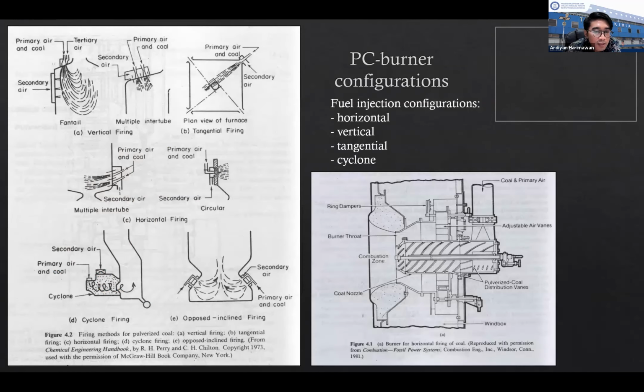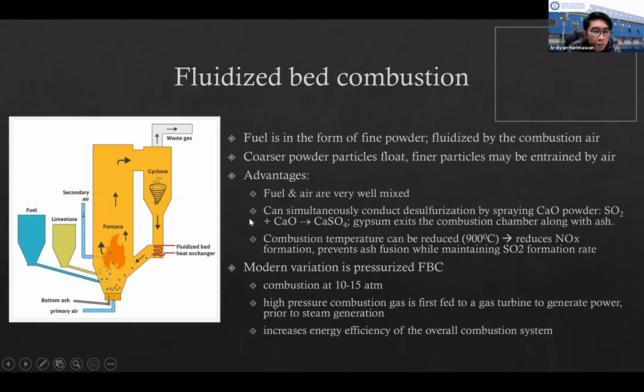Okay, before we go into the next type of burner, I have one animation, one video about the pulverized burner. Let me share it for you.